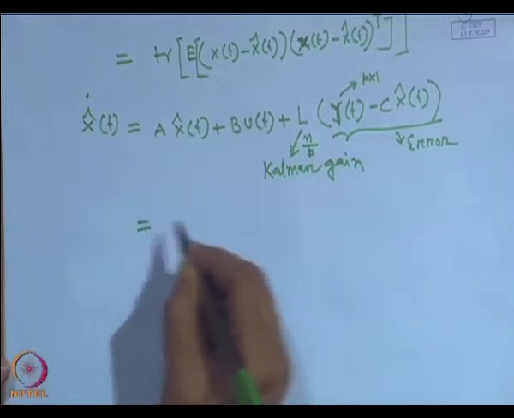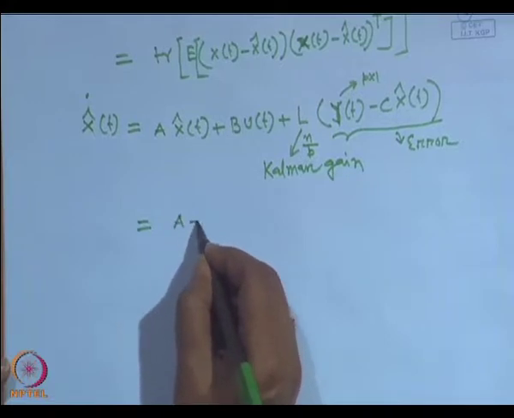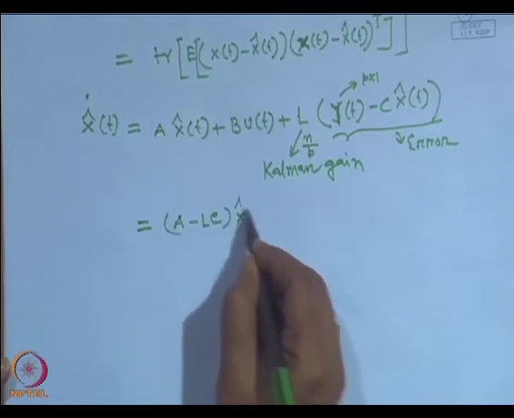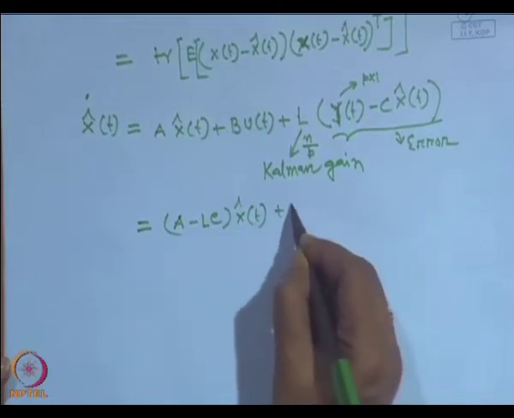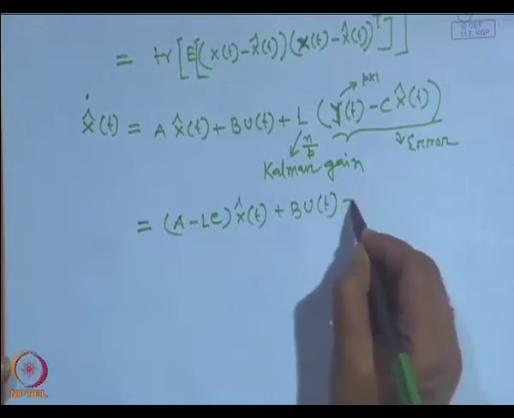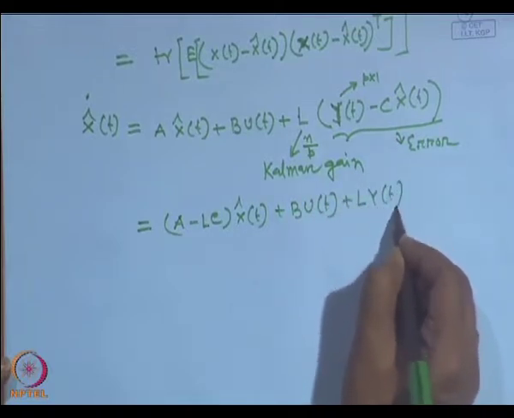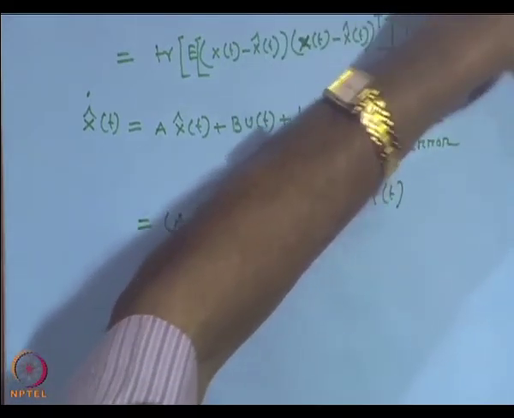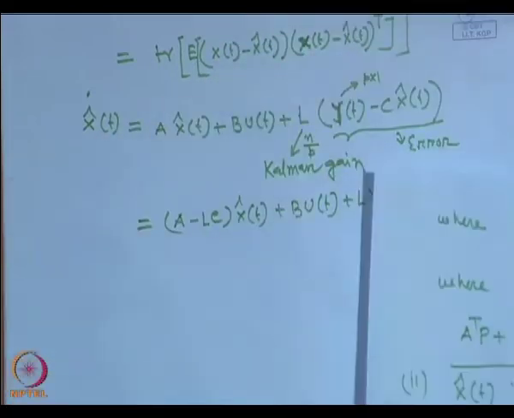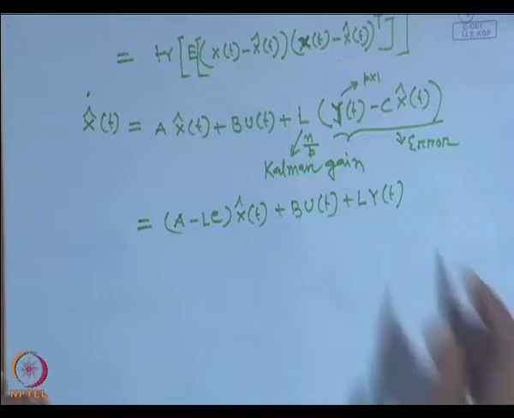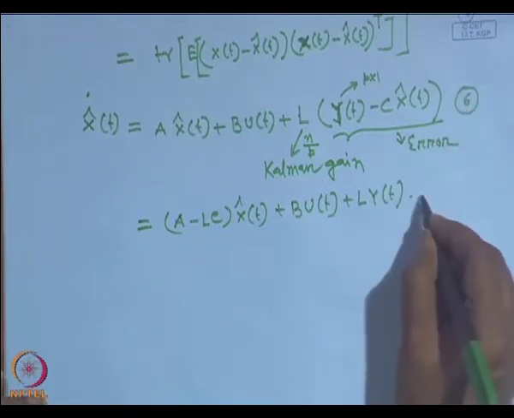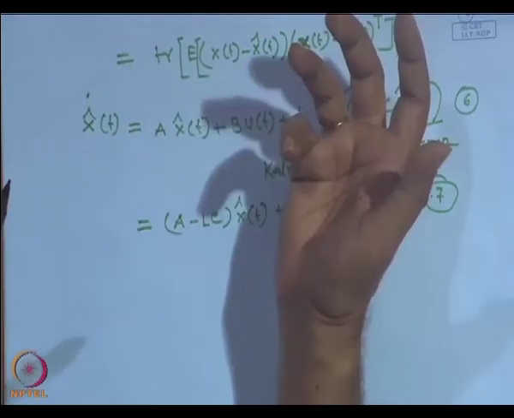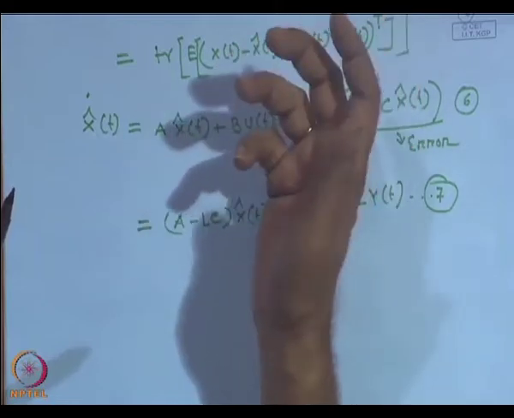If you simplify this, I can write it as (A minus L C) x hat(t) plus B u(t) plus L y(t). Let us call the last equation number 5, then this is equation number 6, and you give this equation number 7. So, the estimator design is the dual of the controller design, agree.